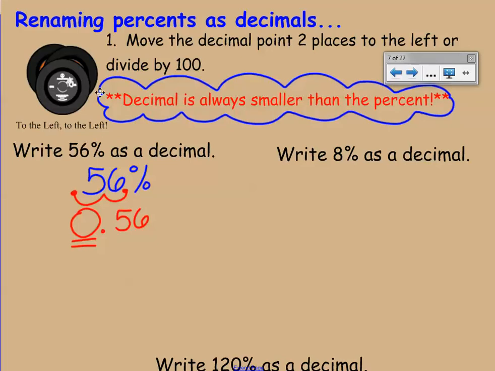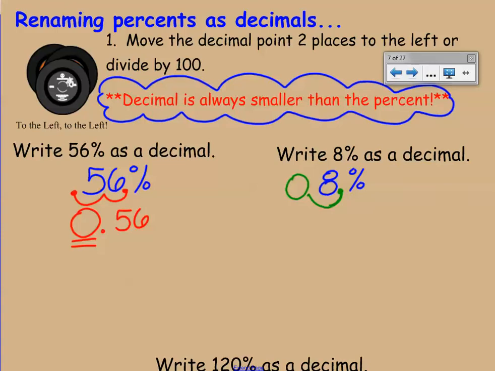Let's try 8% now. In 8%, let's think about it. Our decimal is always at the back of the number. So my decimal is going to be right here, and I need to move it over one time. Uh-oh, I need to move it over a second time, but I don't have any more numbers. What can I always put? I can always add a 0 in. So let's write down a 0 in front of that.